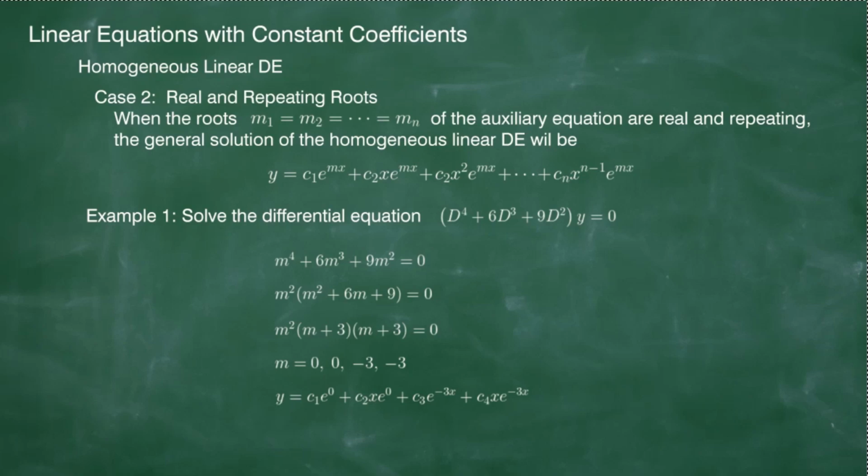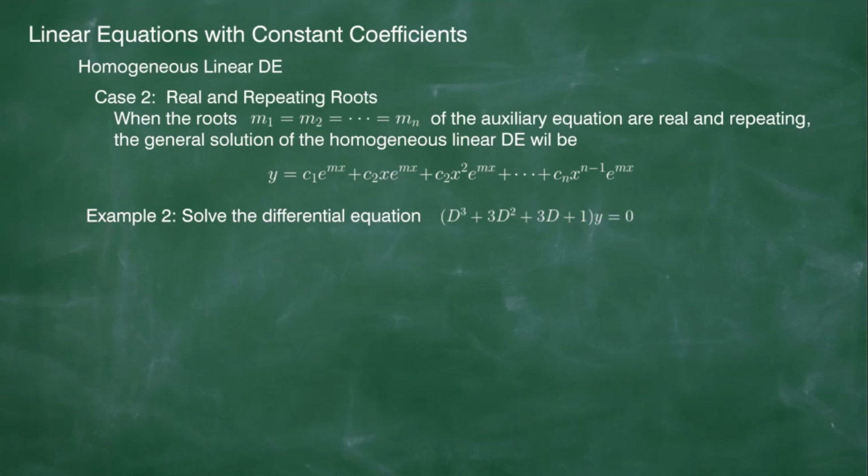e to the 0 equals 1. So the final solution is y equals c sub 1 plus c sub 2 x plus c sub 3 e to the negative 3x plus c sub 4 times x times e to the negative 3x.